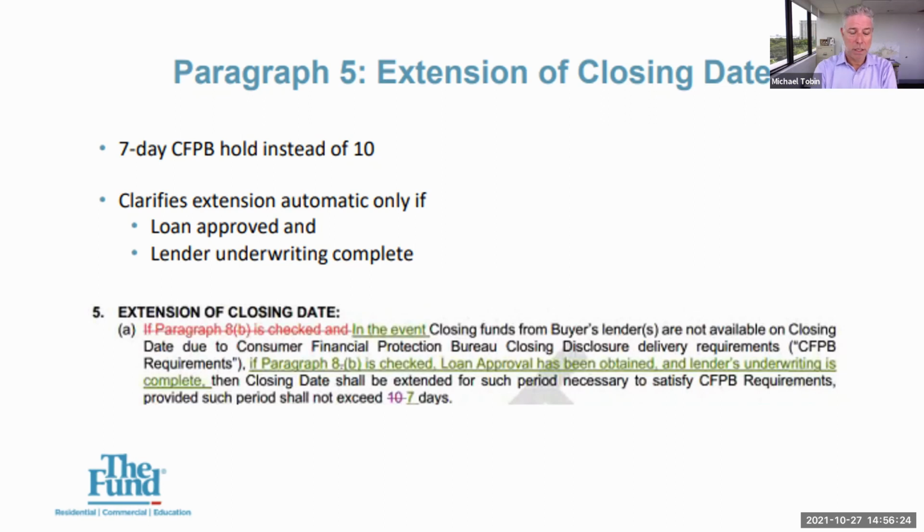So this only applies if there's a mortgage, and only applies, as it says, in the event closing funds from the lender aren't available on closing date due to disclosure requirements. It's gone from 10 to 7, I'm sorry. And it's only applicable, the extension for a buyer, if the loan's been obtained, the underwriting is complete, and the closing needs to be extended because there's not enough time for disclosure.